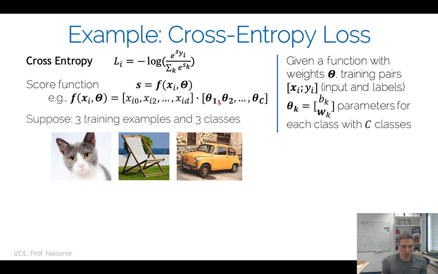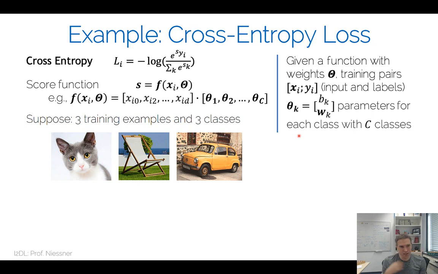What we would love to do is, we have given a function with the weights here. This is our network. We have the training pairs. We would like to optimize for our parameters theta, for the weights and the biases. In this case, we have no biases. Technically, a bias should come here with C classes. But the thing that we would like to look at right now is our loss function. So how do we compute the loss?